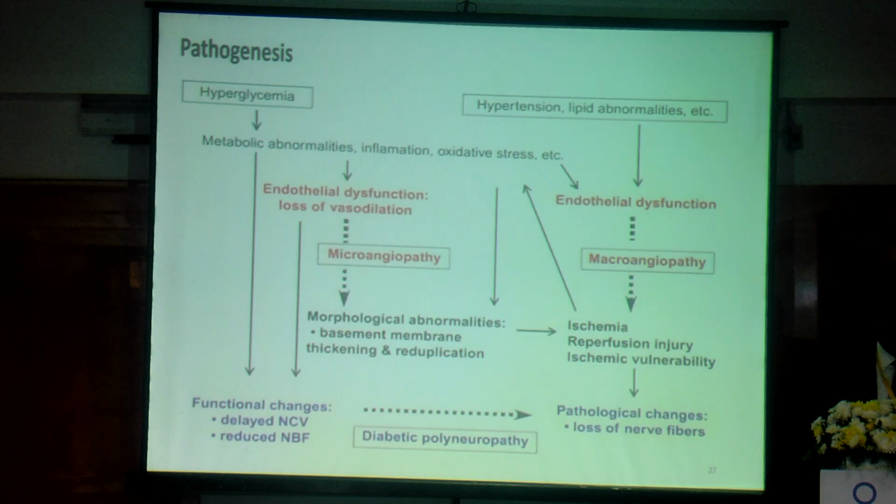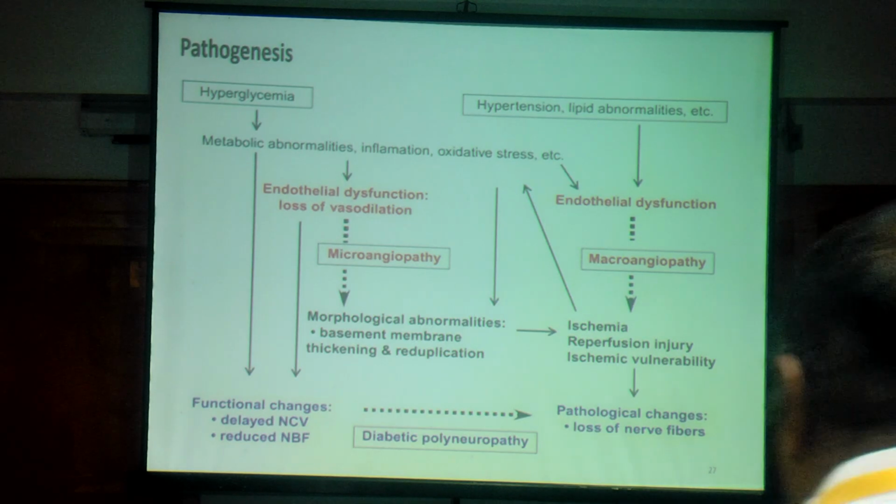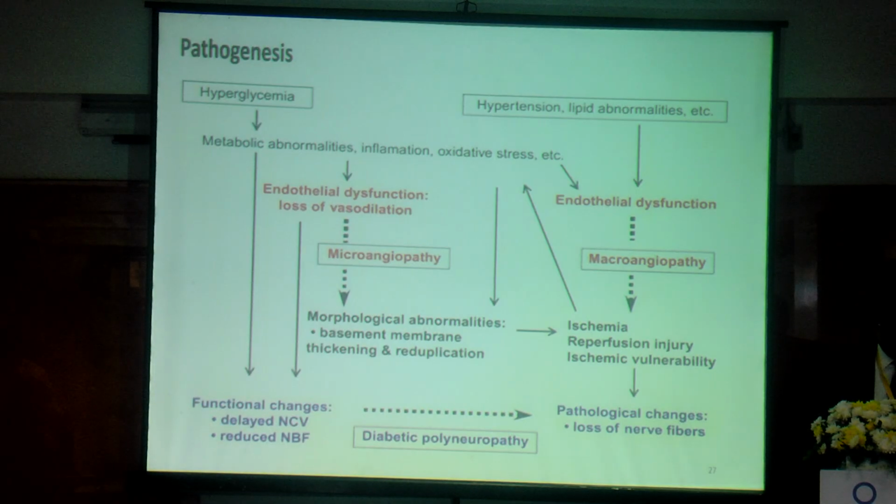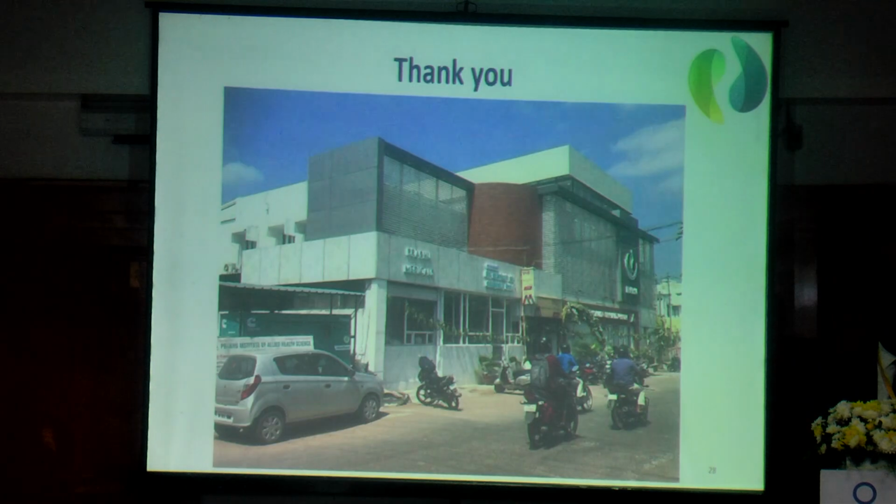diabetic population. So to put it all in a nutshell, hyperglycemia with comorbid conditions triggers endothelial dysfunction and loss of vasodilatation. You develop microangiopathy and macroangiopathy through various biochemical pathways that contribute to functional changes, delayed nerve conduction velocity, and reduced NBF also. And there are pathological changes, a loss of nerve fibers, that cause diabetic polyneuropathy.